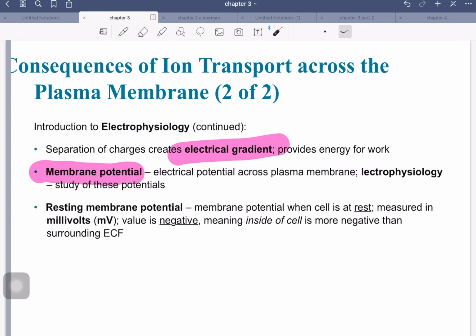Now, these are going to be important concepts when we come back and start talking about neurons, the concept of membrane potential and resting membrane potential. Okay, so both of those will be important. The concept of millivolts and why the inside we write as negative.